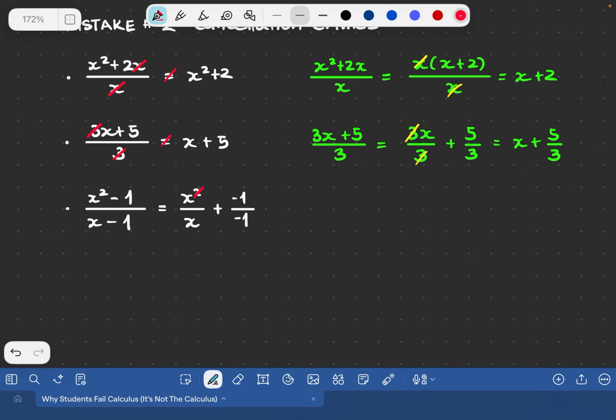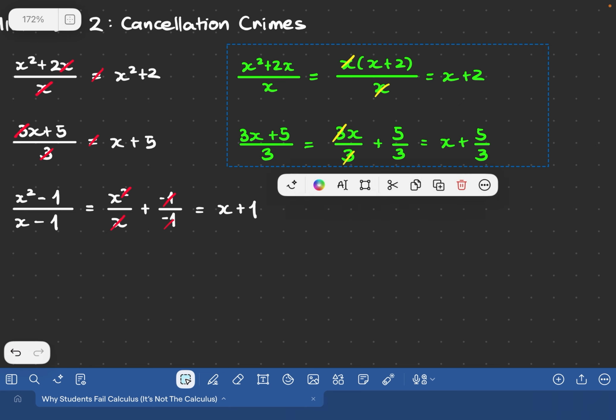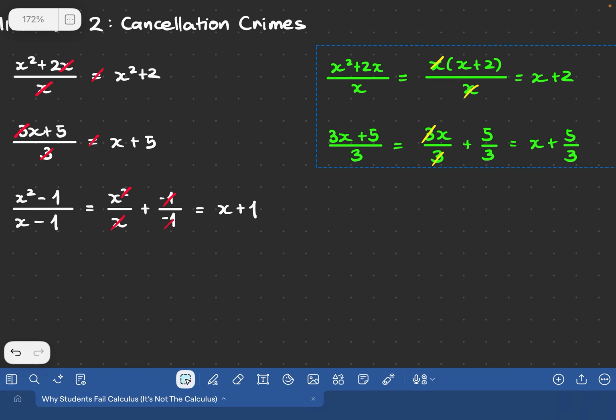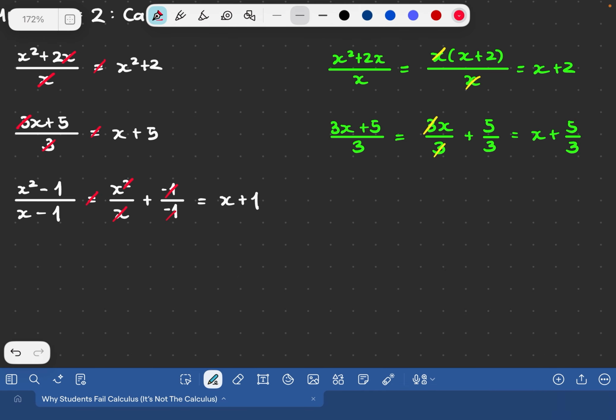We cancel here the x's, then this one, leaving us with x plus 1. Okay, let me adjust this one to move over probably here. There. But take note that this one is incorrect. Okay, you can't do that one.